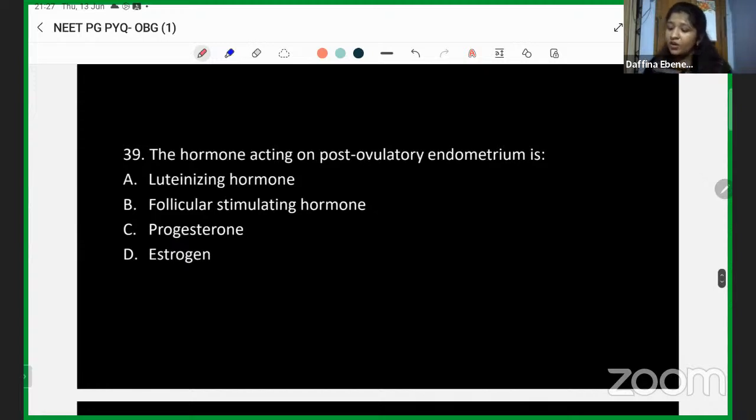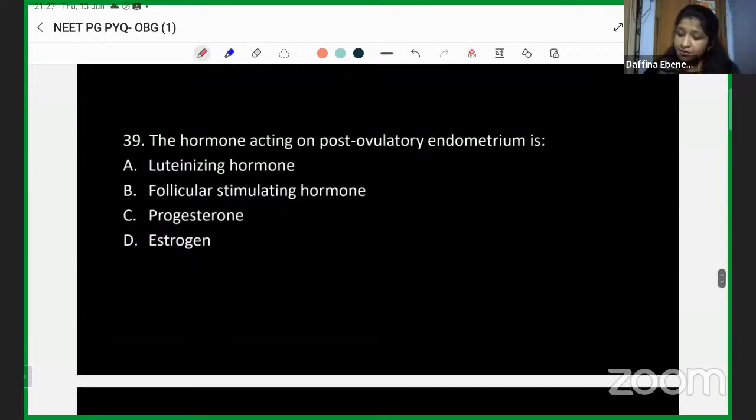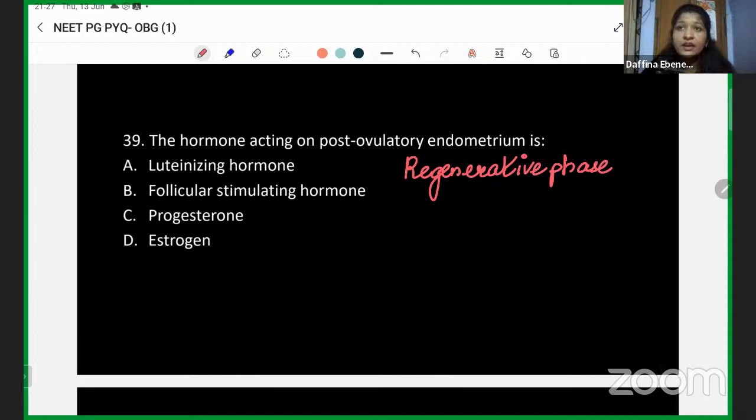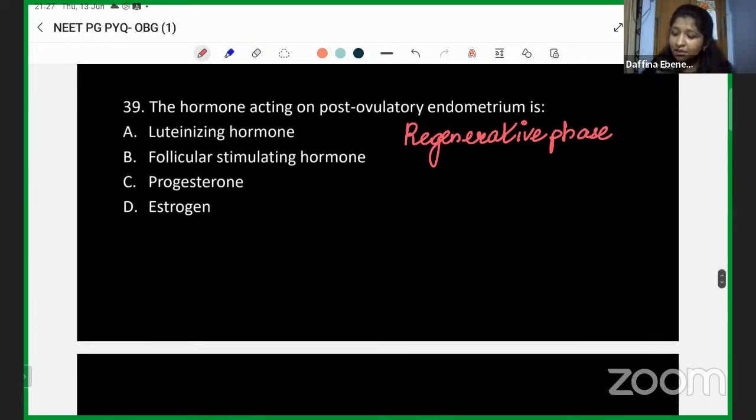The hormone acting on post-ovulatory endometrium is LH, FSH, progesterone, estrogen. What are the different phases of menstruation? First phase will be the regenerative phase, which is immediately after the menstruation, where endometrial glands are going to start regenerating. The functional zone is completely lost. Only the basal zone is there. So the glands and stroma in the basal zone will initially start regenerating. That will lead to the proliferative phase.